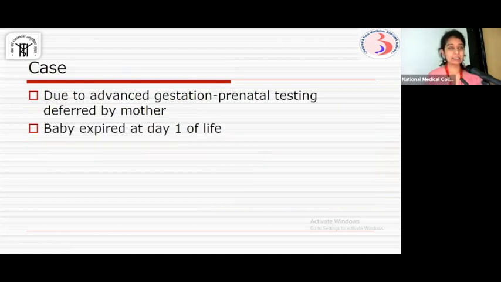In this pregnancy, she came to us during COVID time, and it was advanced gestation. As I've already told, it was 32 weeks of gestation. So prenatal testing was deferred by the mother due to advanced gestation. She delivered outside at a local hospital, and the baby was hypotonic and expired on day one of life. So whenever we see a fetal malformation, the condition is not just confined to the fetus. We have to examine the mother in detail, and the family history is very important because many clues might be lying outside just the fetus.